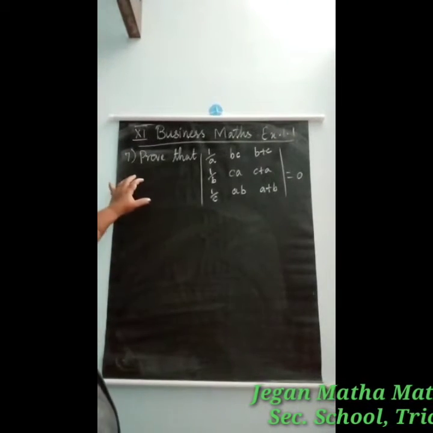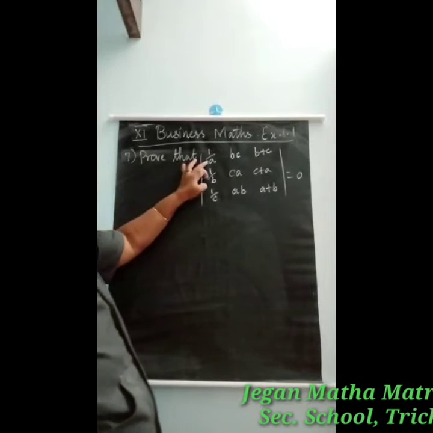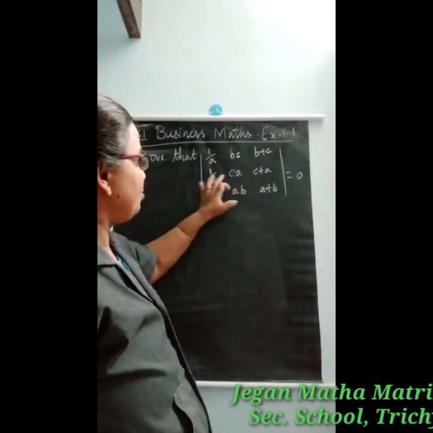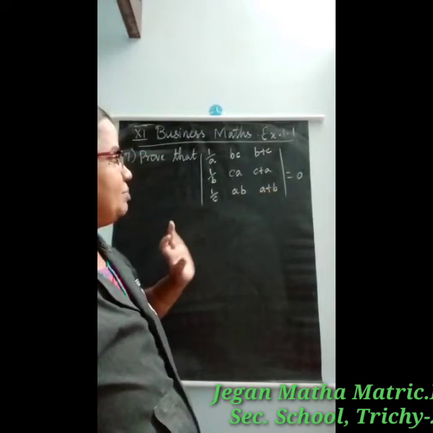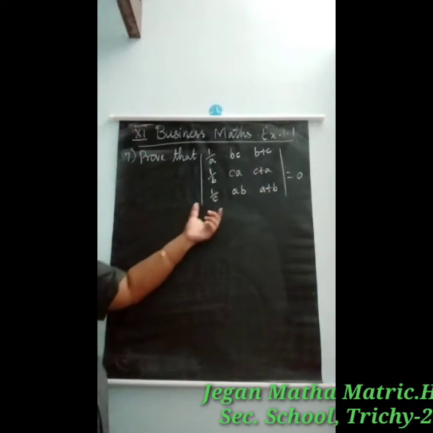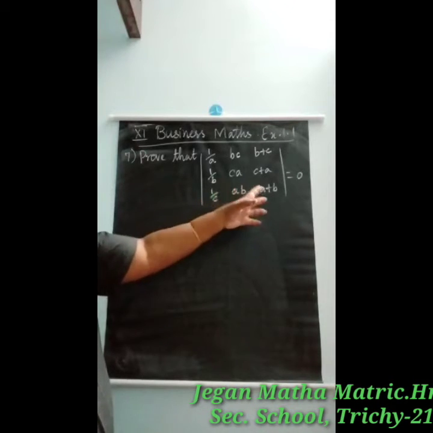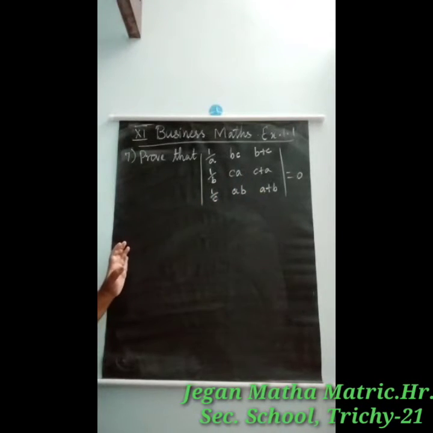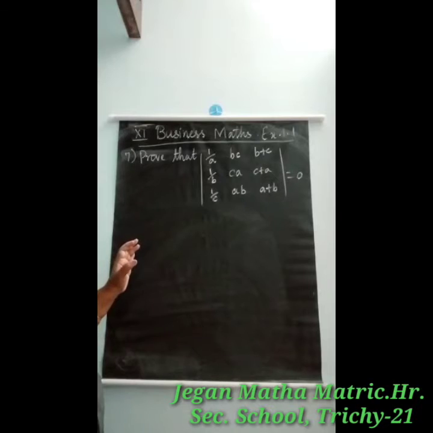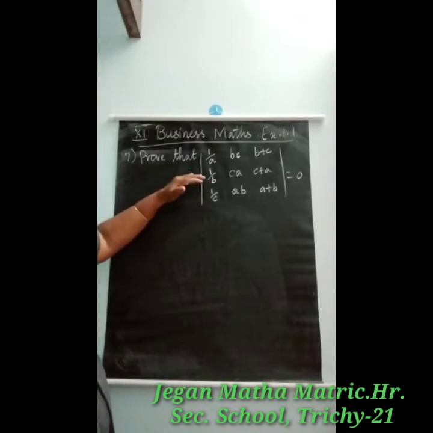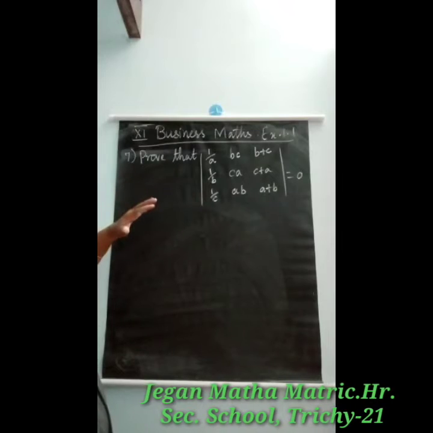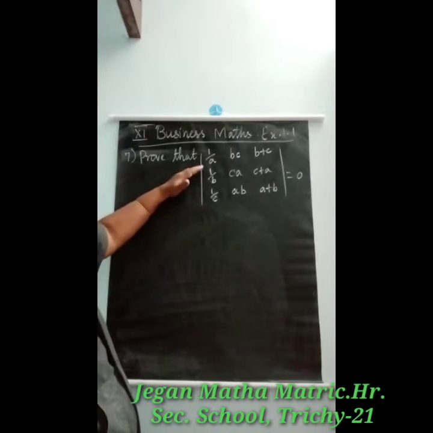Now the seventh question is, prove that the determinant |1/a, a², b+c; 1/b, b², c+a; 1/c, c², a+b| is equal to 0. The determinant of this value is equal to 0. We have to prove. So first step, we have to take out 1 by abc, that is multiply and divide, as in the previous sum we learned, no? So that way we have to follow.